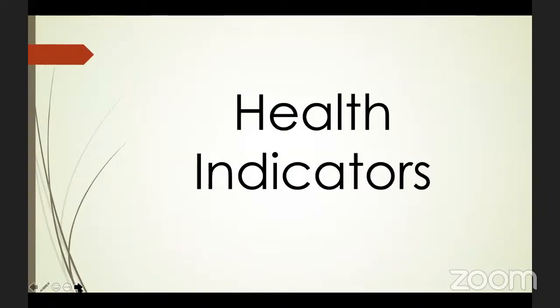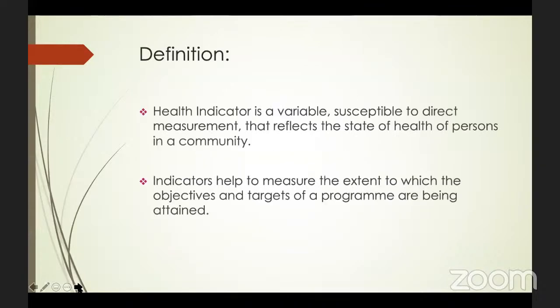Hi guys, my name is Notando. I'm going to be talking about the health indicators. So a health indicator is a variable susceptible to direct measurement that reflects the state of health of people in a community. It helps to measure the extent to which the objectives or targets of a program are being attained.